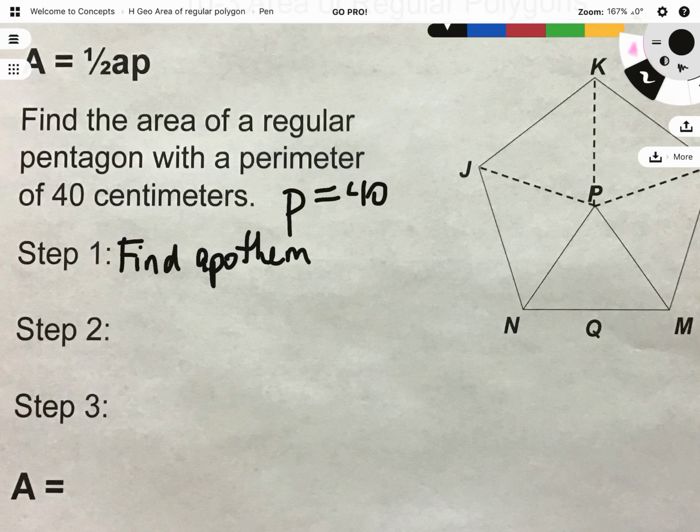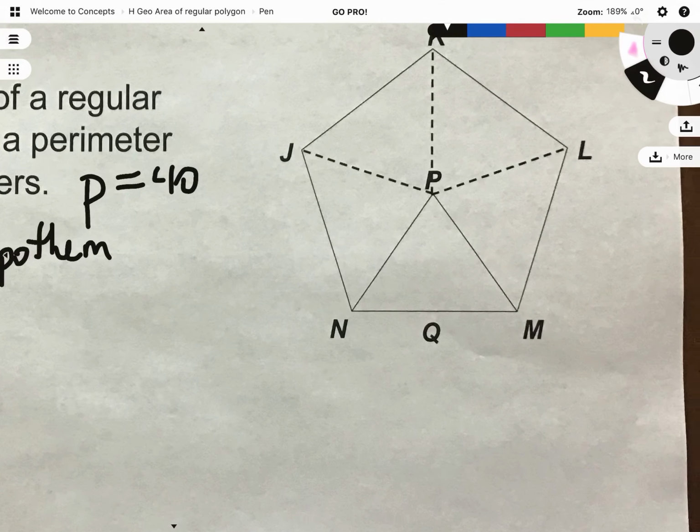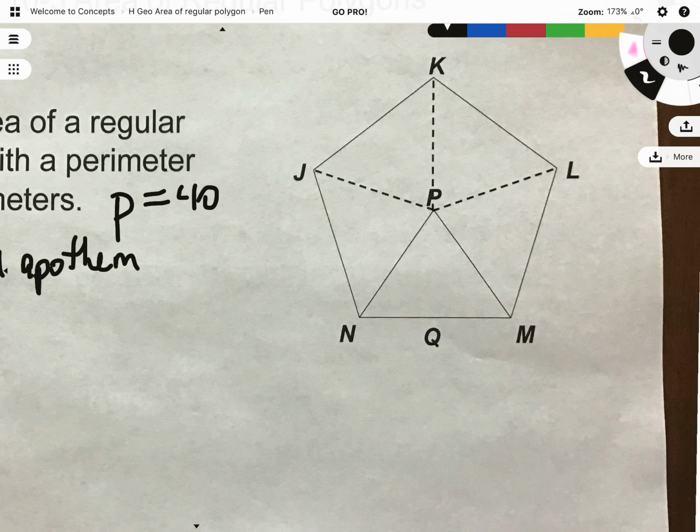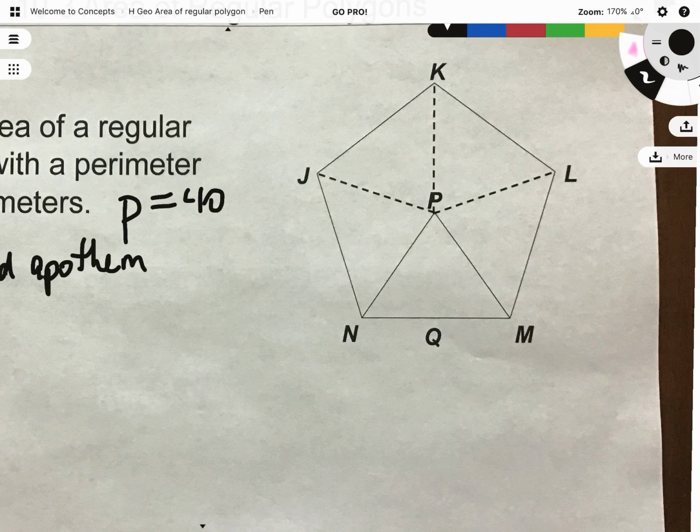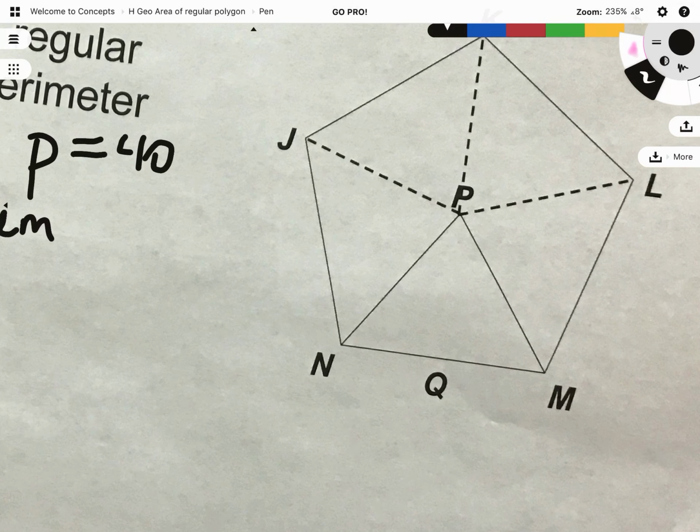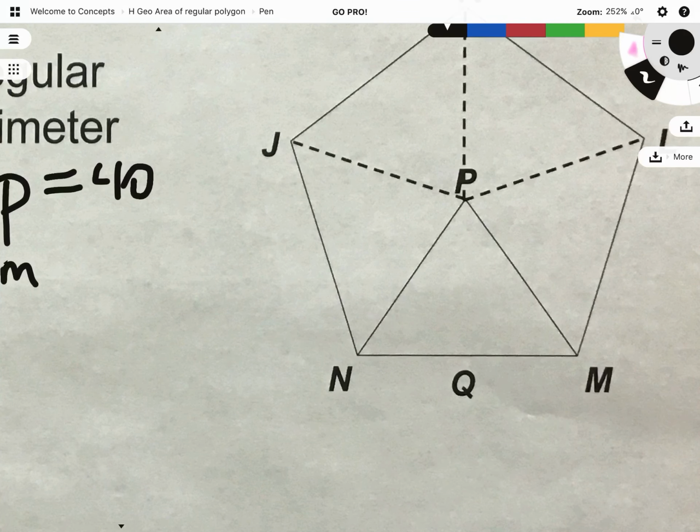Okay, so let's think about how we might do that. If we take a look at this figure here, we know the perimeter is 40. Well, how many triangles do we have? We have 5. So if we divide by 5, we get 8. So that represents one side length, or we can think about that as s. s is equal to 8.